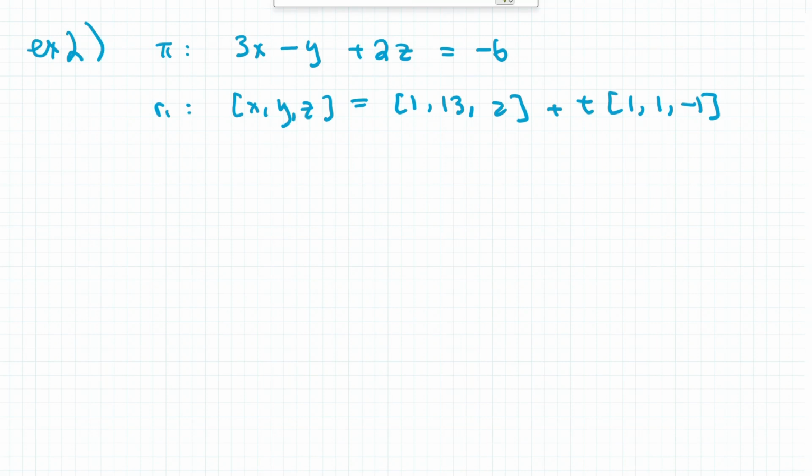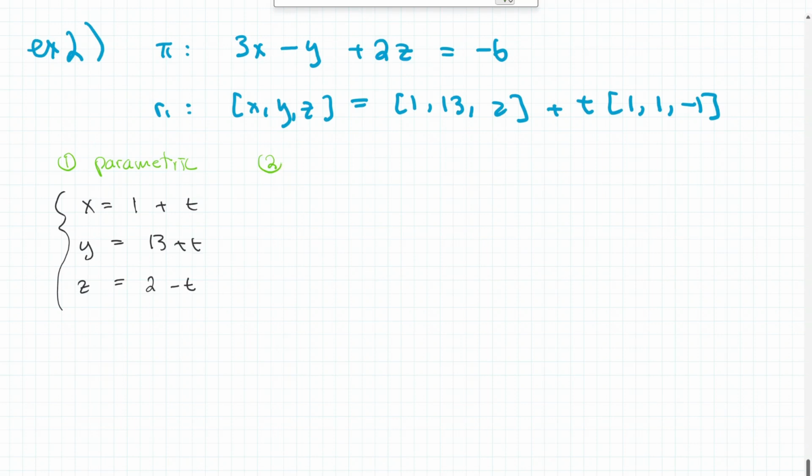Okay, so let's see what we need to do. Like I said, we always are going to start. So 1, we want to put it in our parametric form, and essentially we're testing the intersections here. So we have that x equals 1 plus t, y equals 13 plus t, and z equals 2 minus t. So we got this over here. And now our step 2, like before, is we want to sub into our plane.